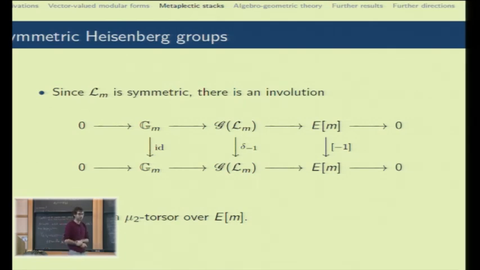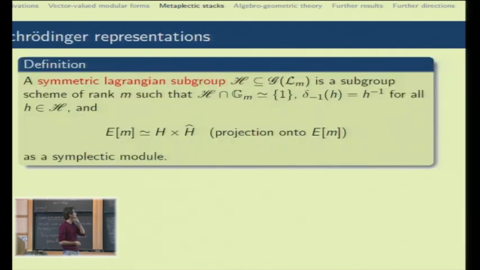Okay, but this extra structure gives you that, in fact, G_{L_m} is a mu_2 torsor over E[m]. So a priori, forgetting the group structure, it's a G_m torsor over E[m], but with this extra structure, I can actually give you the structure of a mu_2 torsor. I can find an isomorphism of the tensor square of that with the trivial torsor. And that's kind of important in this construction.